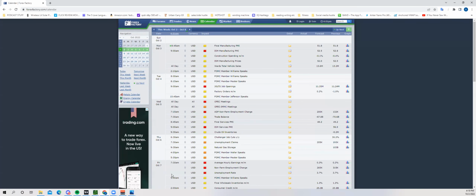forexfactory.com/calendar. We need to mitigate. It's one of ICT's favorite words to use. We need to mitigate people asking who is talking next during market.